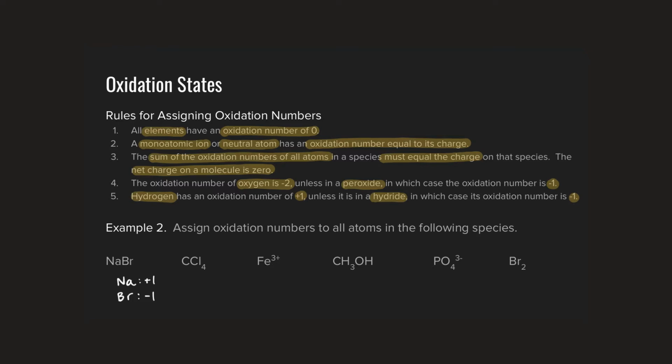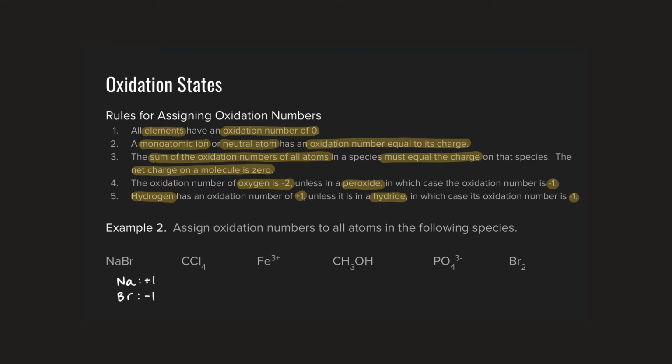Now, have a look at our second species here. This is CCl4, a molecule we refer to as carbon tetrachloride. Carbon tetrachloride, unlike sodium bromide, is a covalently bonded species. So I know in this instance I'm not going to simply be able to assign oxidation numbers equal to the charge on the ions, because there are not ions present here.